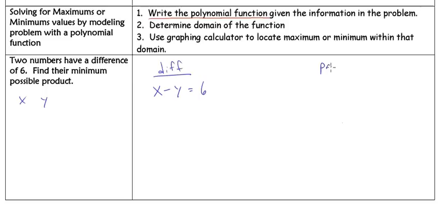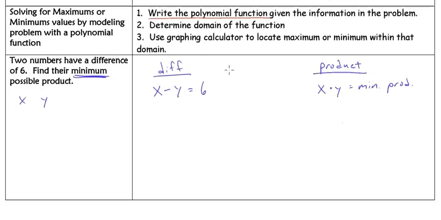Their product, we're looking for their minimum product. So x times y, we want to be the minimum product. And that makes sense because if you thought of any two numbers that are 6 apart, maybe like 10 and 16, that product is going to be much smaller than, say, 100 and 106. That's going to be much bigger. So hopefully we can see that the maximum product just wouldn't make much sense because you can always get bigger and bigger numbers, multiply them together. So we're looking for the minimum possible product.